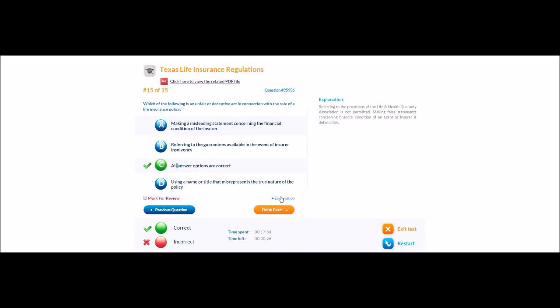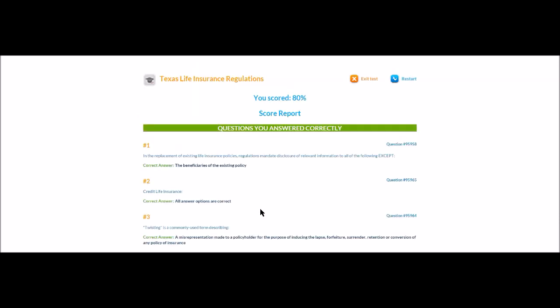Explanation. Referring to the Life and Health Guarantee Association is not permitted. Making false statements concerning the financial condition of an agent or insurer is defamation. So the correct answer here is all answer options are correct. In this exam, let's see. Okay, so I still pass. I passed. You scored 80.